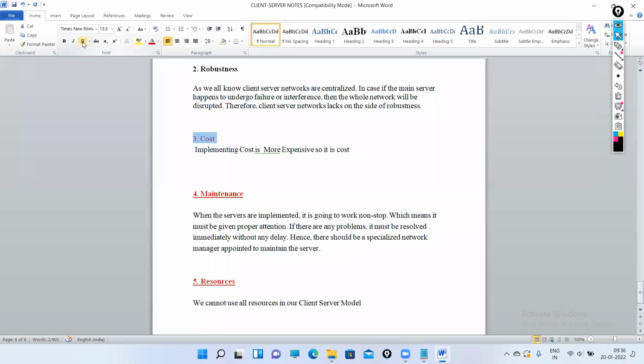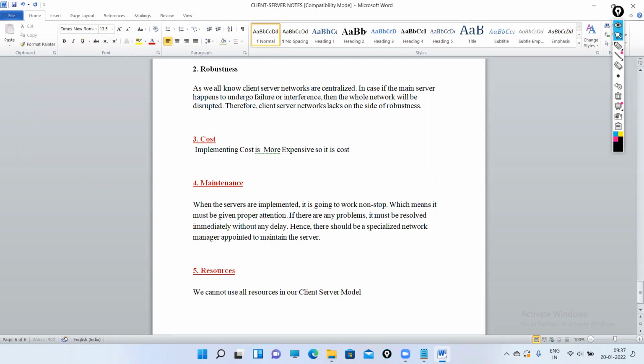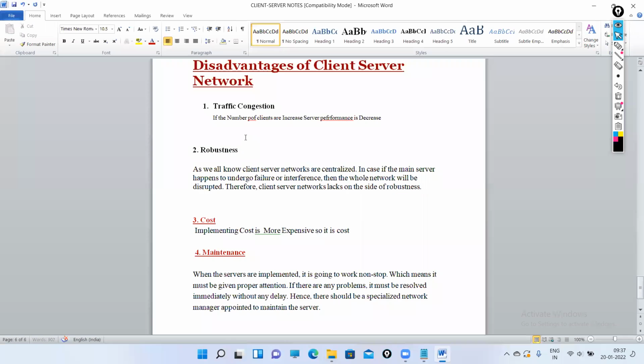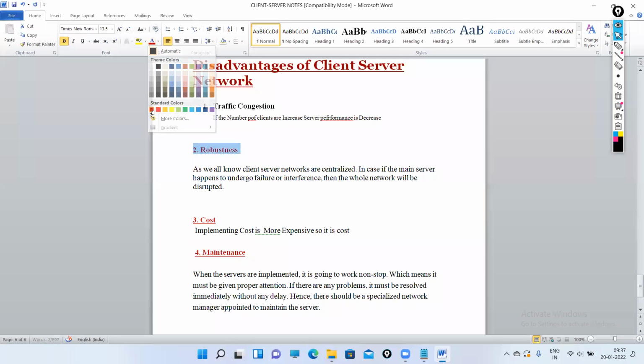No, sir. Next, another one, robustness. Robustness means what, madam? Whenever any problem occurs in the main server, it affects all client machines. Simple, only one point. As we all know, client server networks are centralized. In case the main server undergoes failure, then the whole network will be disturbed. Therefore, the client server network lacks robustness. Okay, robustness, madam?